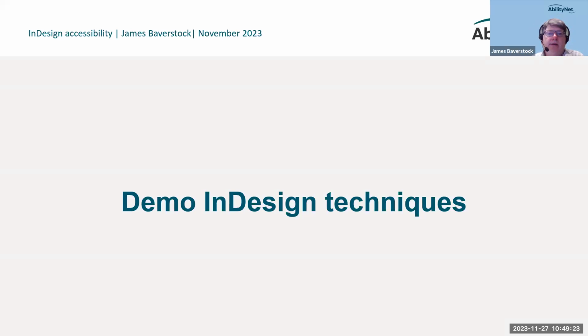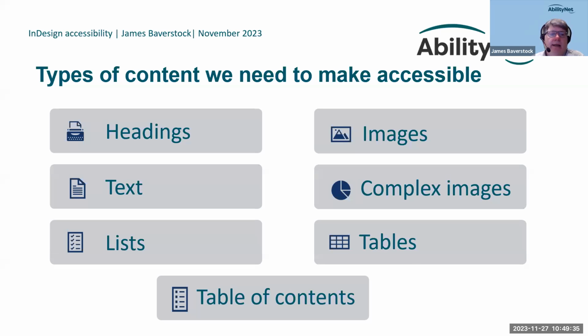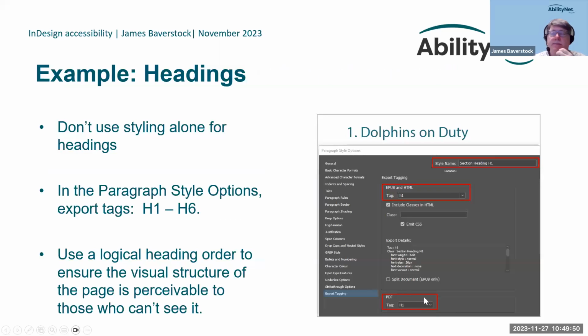If we go on now, we looked earlier at how to use paragraph styles in InDesign. Now we'll look in more detail at other accessibility techniques that we can use. The types of content we'll be talking about are headings, body text in paragraphs, lists, and images. We'll look at some complex images like graphs, tables, and tables of contents, and how we can deal with these in our InDesign documents.